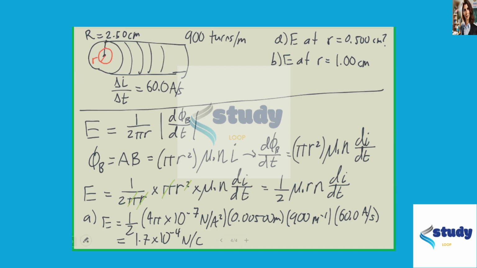So that's part A. And for part B, you can, of course, just substitute the numbers back into the same formula, but you can also notice that this formula that we have here is proportional to r. So since this r for B is twice this r, all we really have to do is multiply our answer for A by 2. So you should find that this is about 3.4 times 10 to the minus 4 newtons per coulomb. And that is the full solution to the problem.